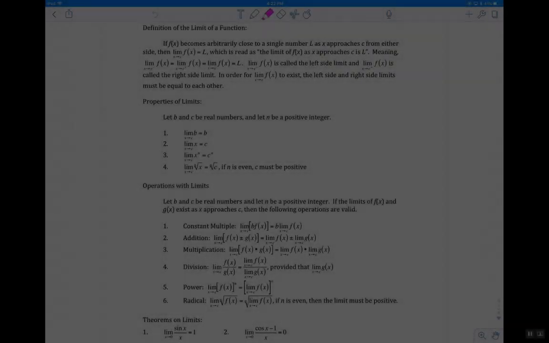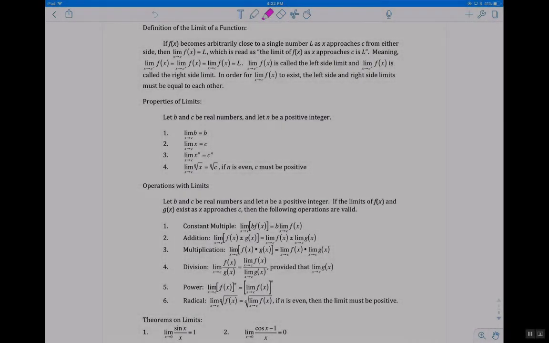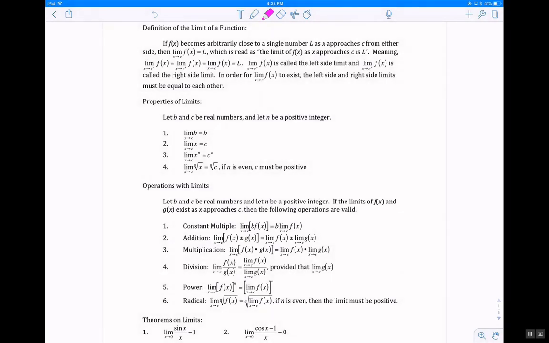Okay, so let's go ahead and take a look at this lesson. We're going to talk about the definition of a limit, looking at limits and continuity. We say that if f of x becomes arbitrarily close to a single number L as x approaches c from either side, then the limit is equal to L.